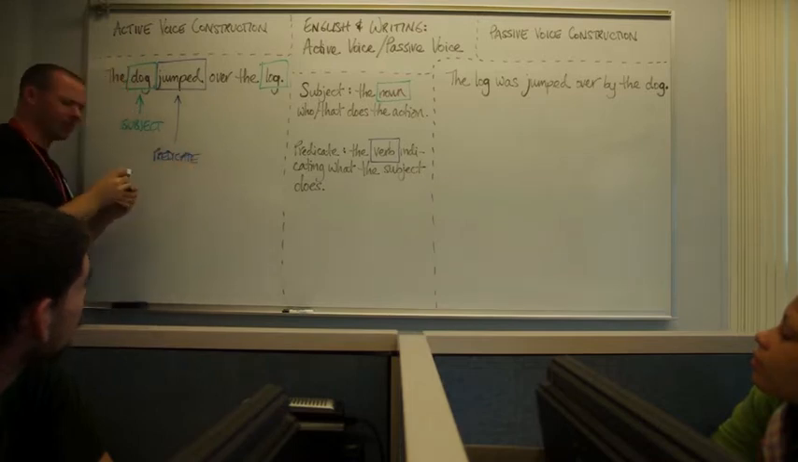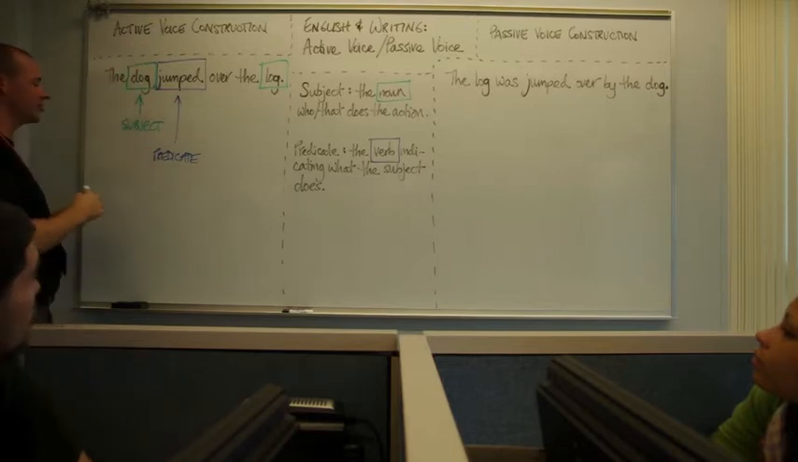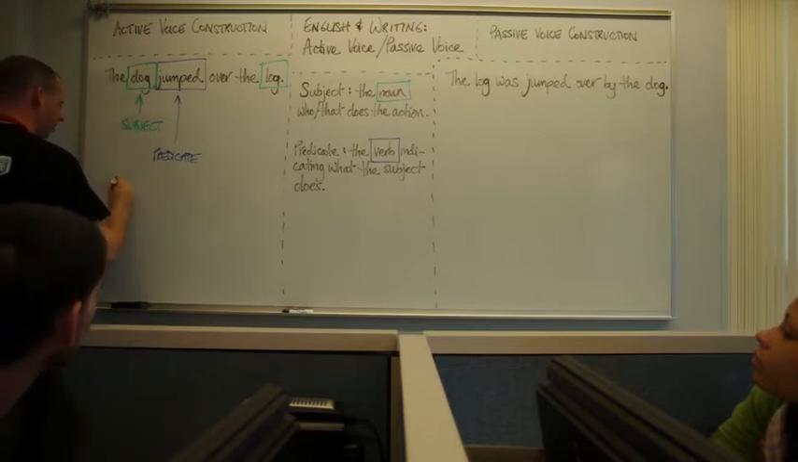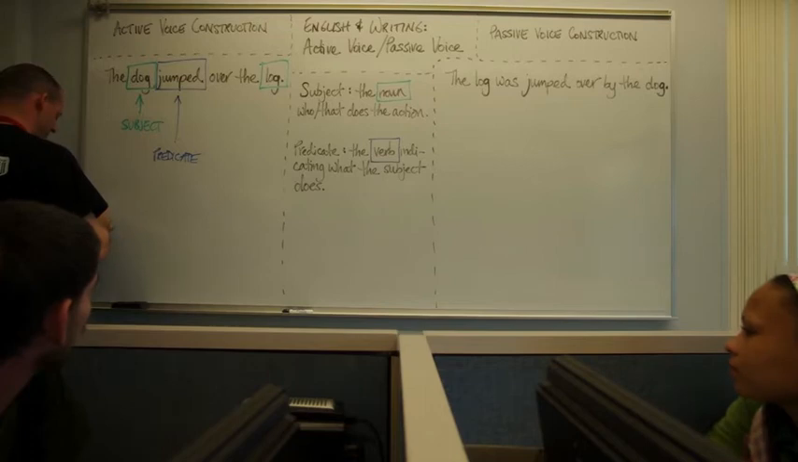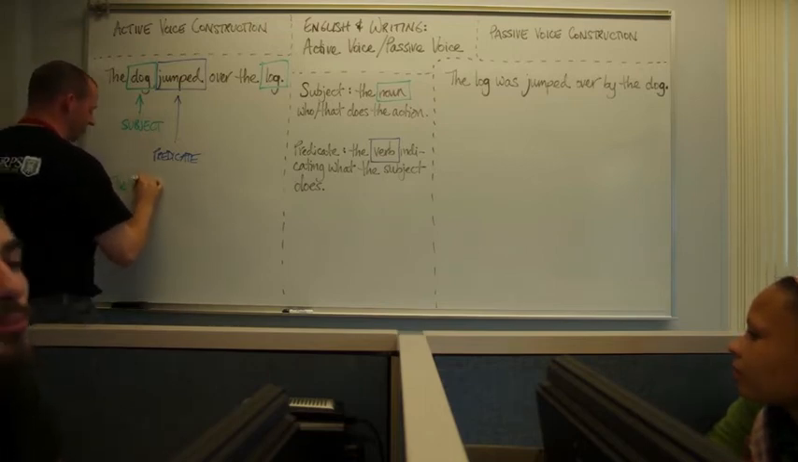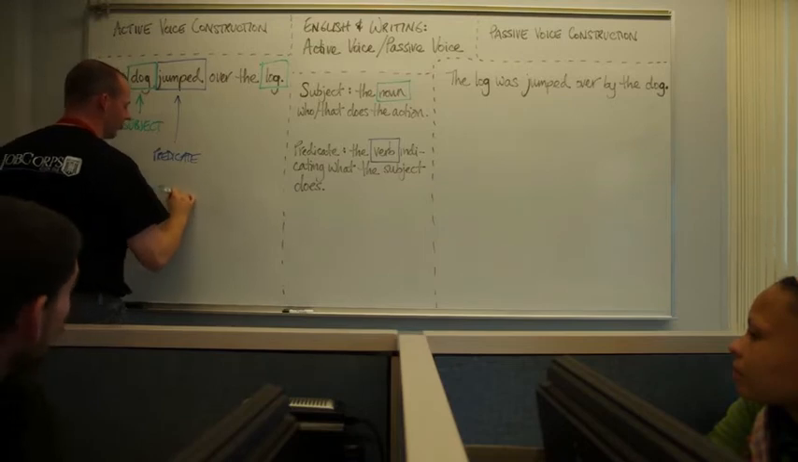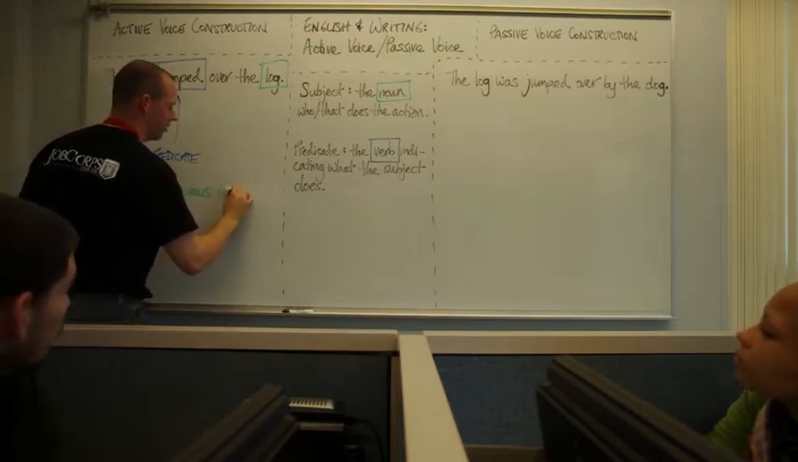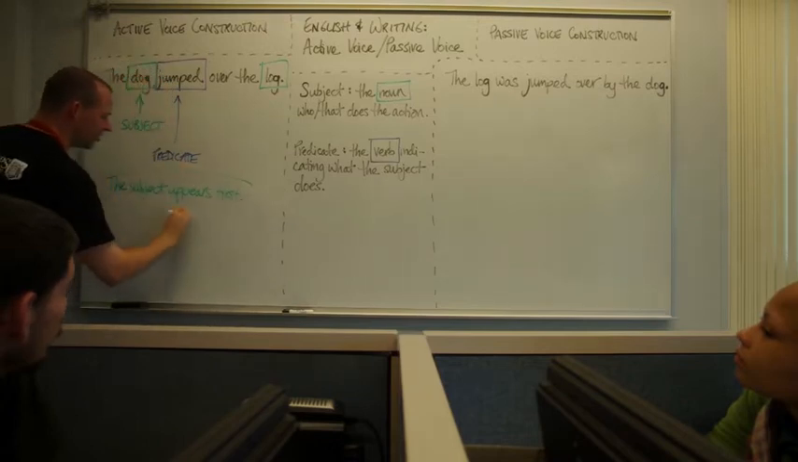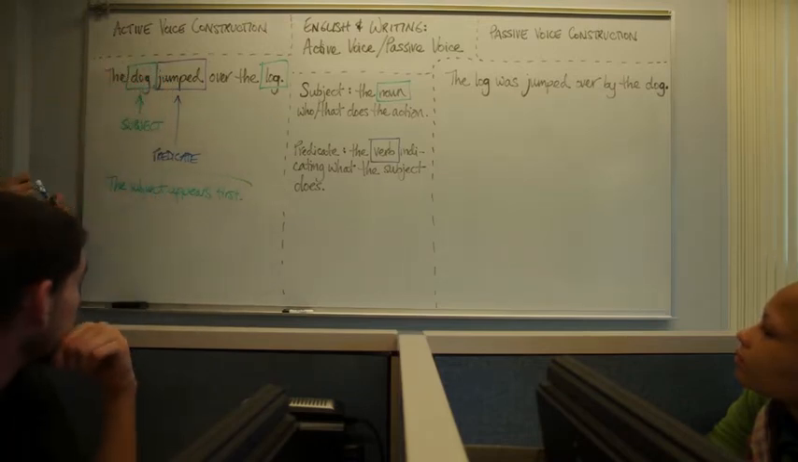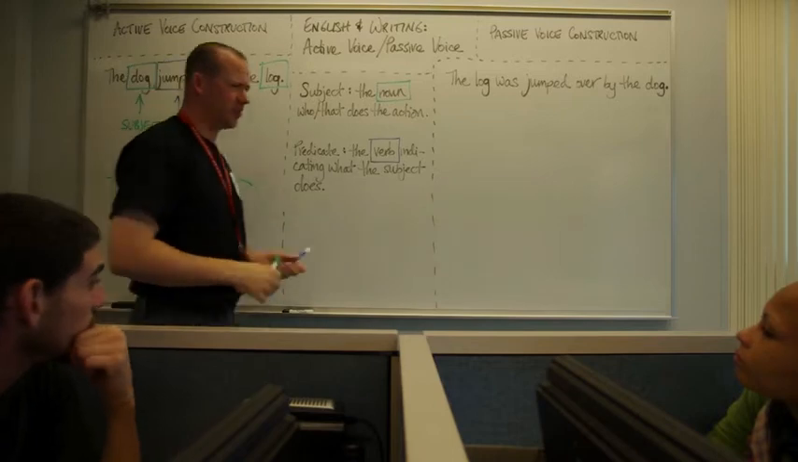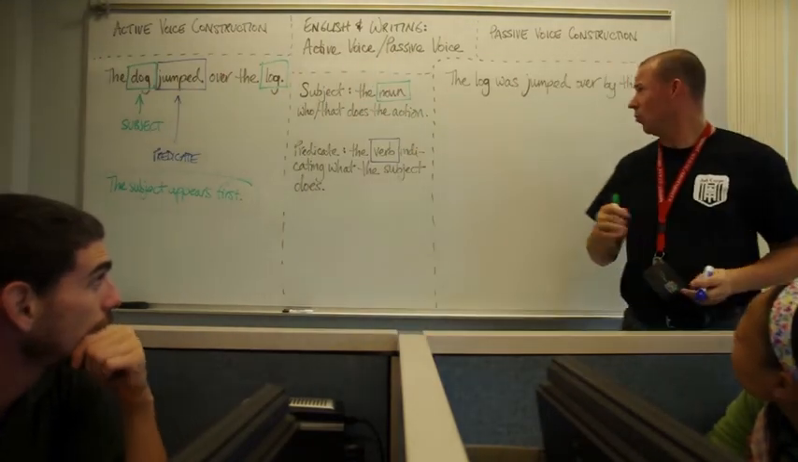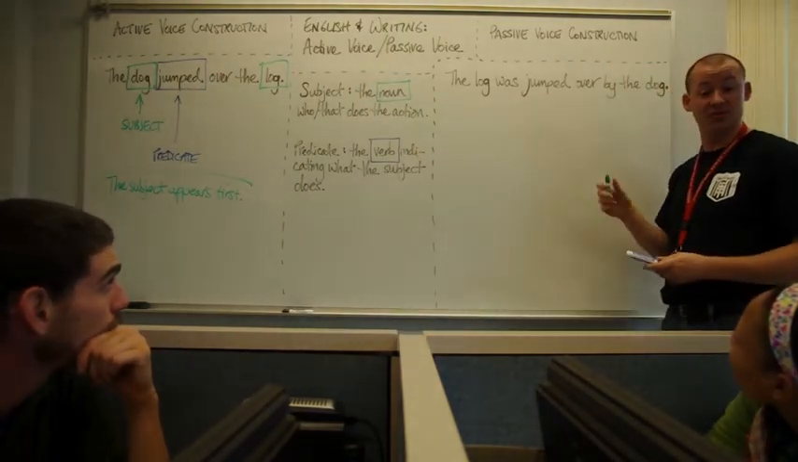Why is it important to be able to distinguish between these two? Because in active voice construction, the key is that the subject comes first. The subject is written first. The subject appears first, no matter how you write it. And that is the key to identifying active voice. Which then brings us to that question, what is passive voice?